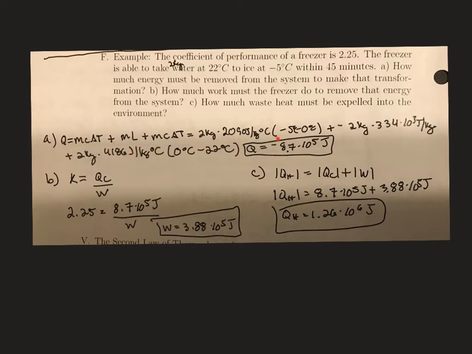And I calculated a Q value of negative 8.7 times 10^5 joules. Remember, all of these are going to be negative. The temperature changing ones are going to be negative due to delta T, but you have to remember to put the minus sign in front of the mass times the latent heat of fusion.